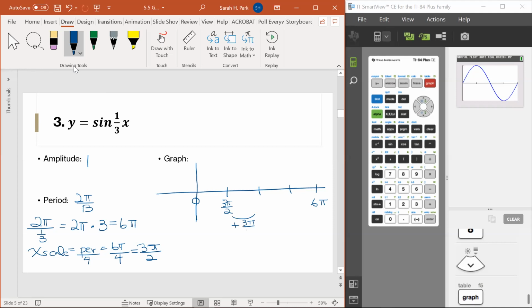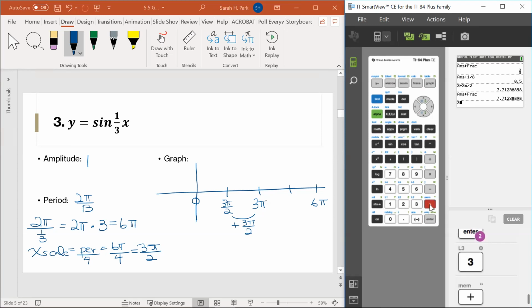You can do this on the calculator too. 3 pi is halfway between 0 and 6 pi, 3 pi over 2, and then add another 3 pi over 2. So if you're not sure, you can always use the calculator, adding the next one, 3 plus 3 over 2. Oops, you're not supposed to do the pi part. So 3 plus 3 over 2 is 4.5, change it to a fraction, you get 9 over 2. So this is 9 pi over 2.